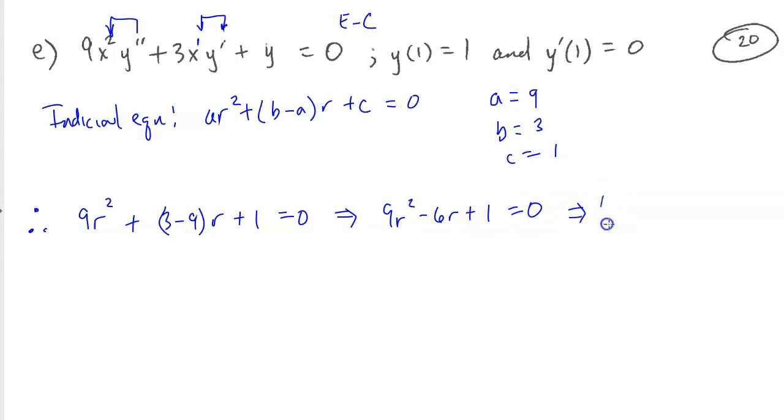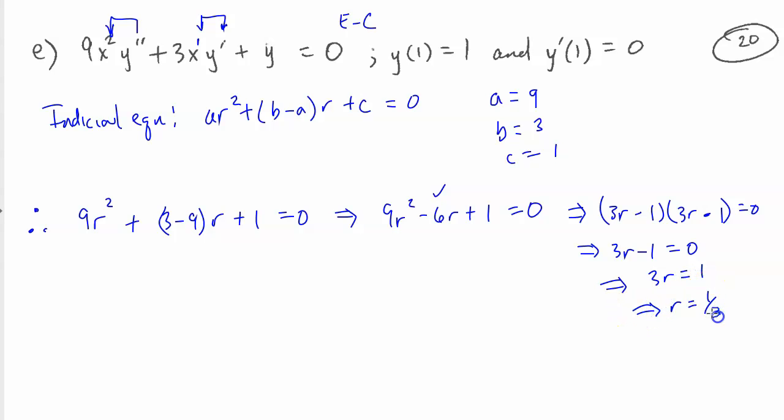And if we were to factor this out, what we would find here is 9r squared. We can break that up as 3r and 3r. We've got minus, minus, and of course, the factors of 1 is just 1 and 1. And if we were to FOIL this back together, we would see that it does indeed equal 9r squared minus 6r plus 1. So this tells us here that 3r minus 1 is equal to 0, which in turn tells us that r is equal to 1/3.